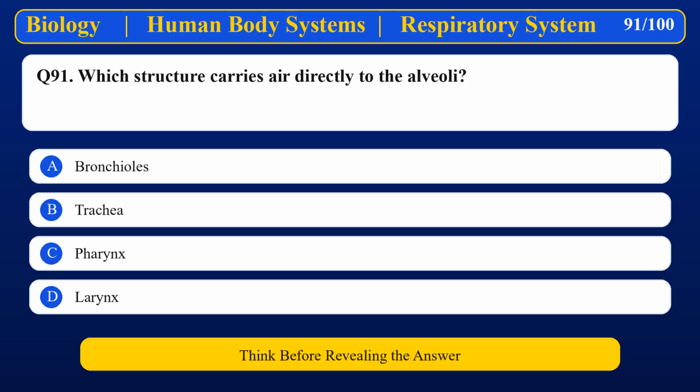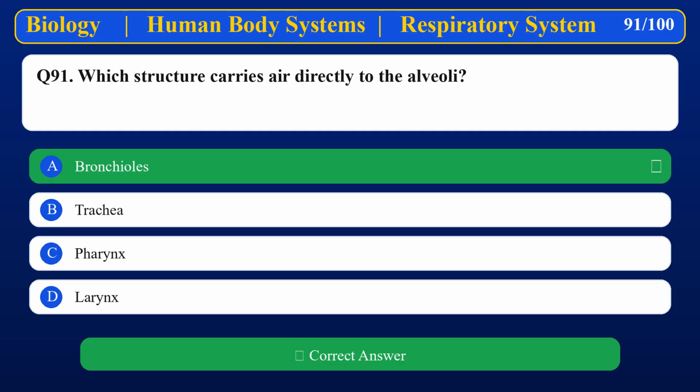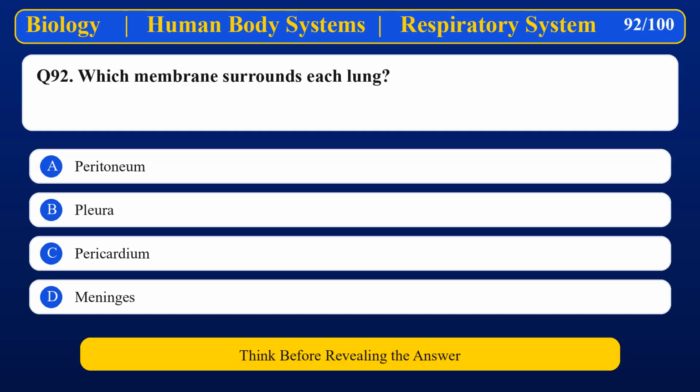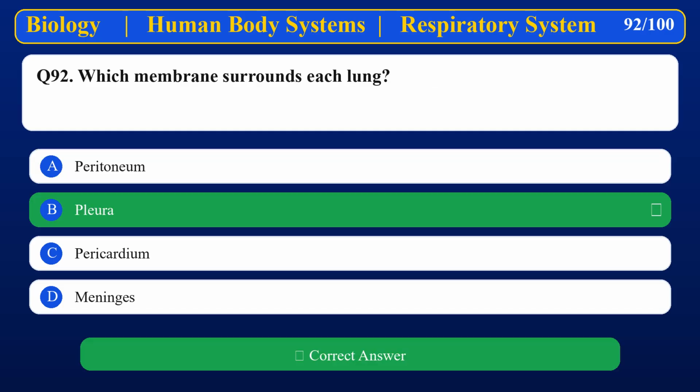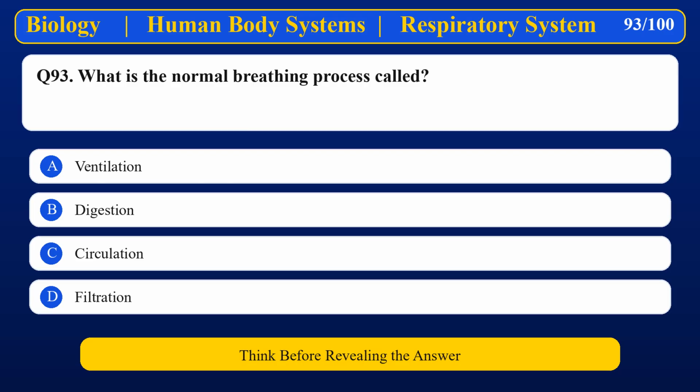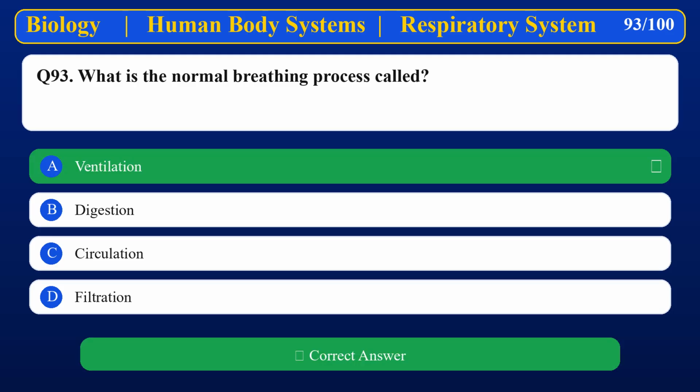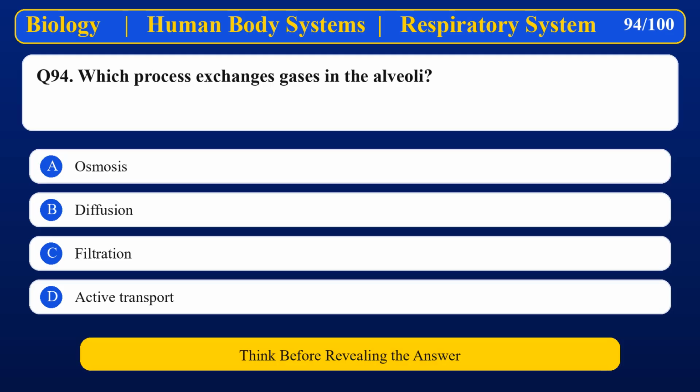Which structure prevents food from entering the windpipe? Epiglottis. Which structure carries air directly to the alveoli? Bronchioles. Which membrane surrounds each lung? Pleura. What is the normal breathing process called? Ventilation.